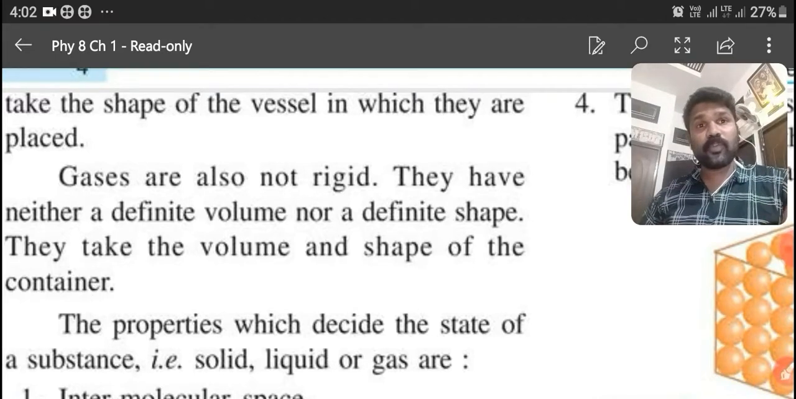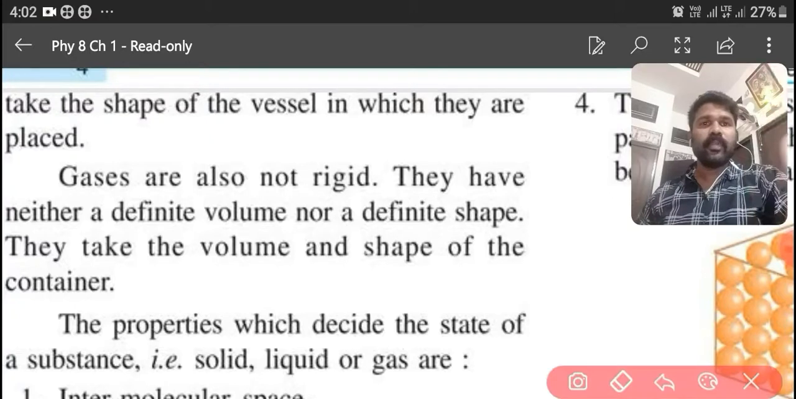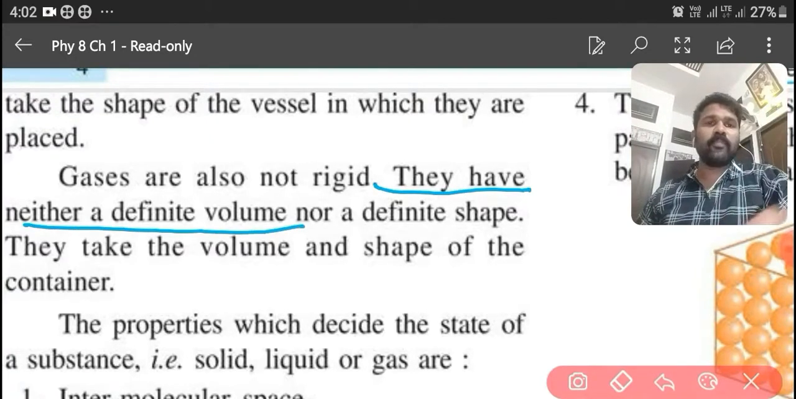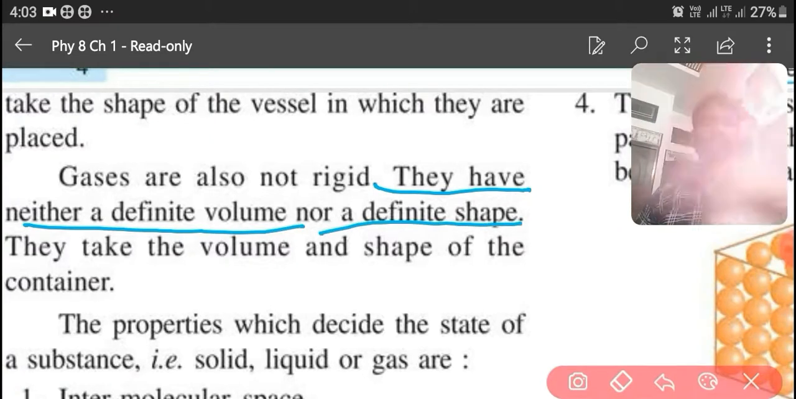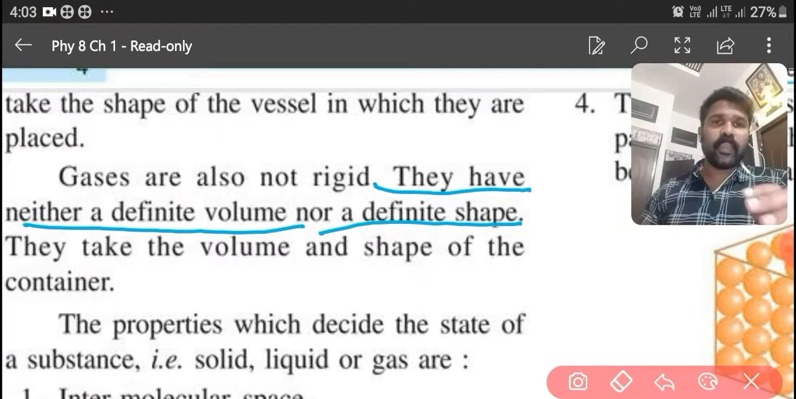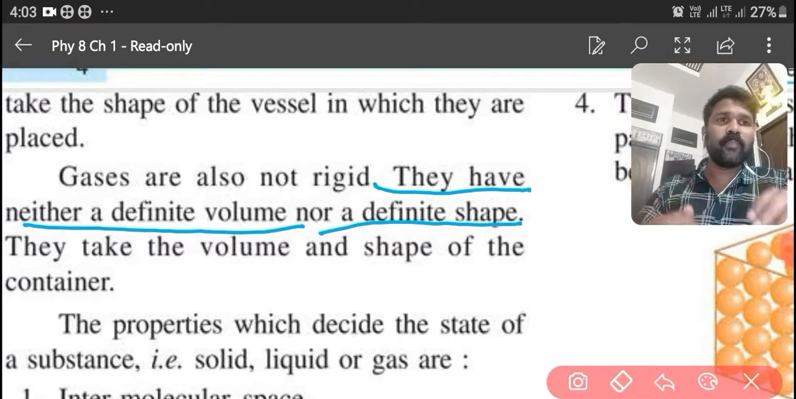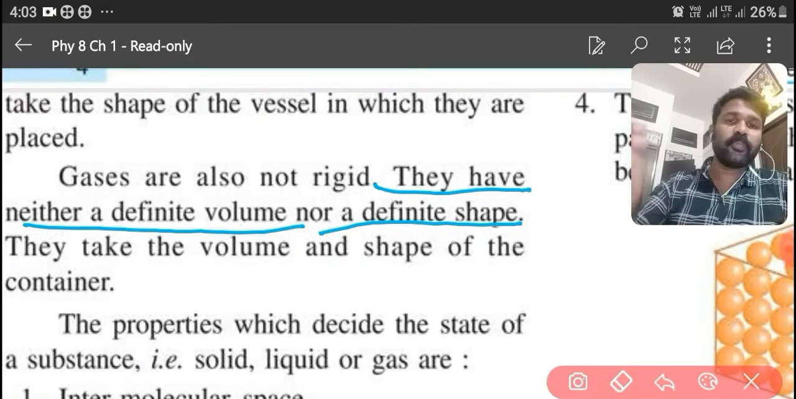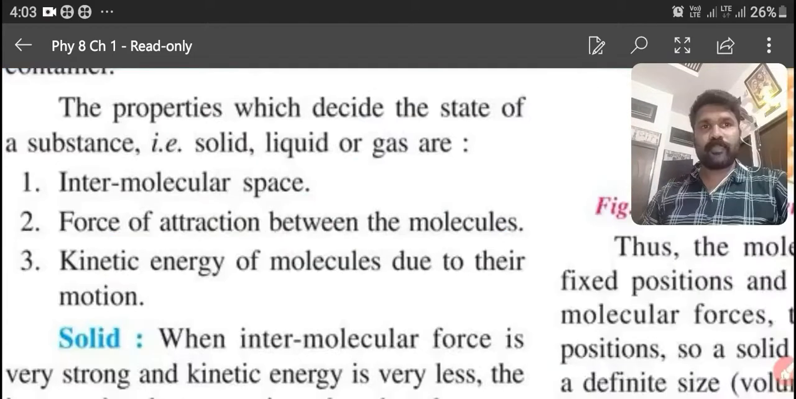Gases are also not rigid. They have neither a definite volume nor a definite shape. They take the volume and shape of the container, like liquids.